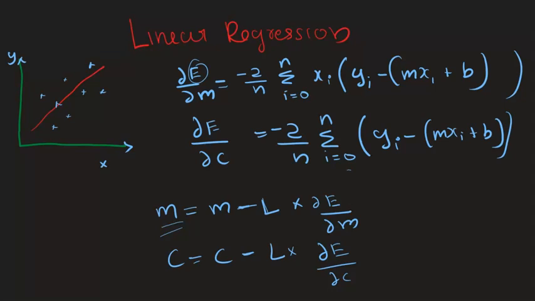By doing this repeatedly, we'll find the m and c, basically the line equation that has the minimum error. This step is called gradient descent. As a whole, this is basically linear regression.